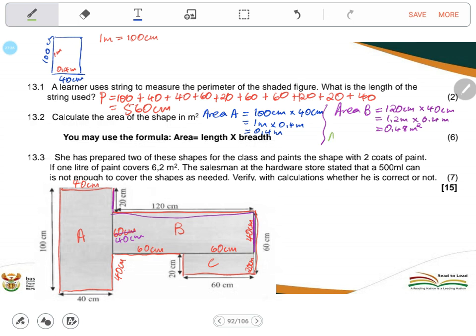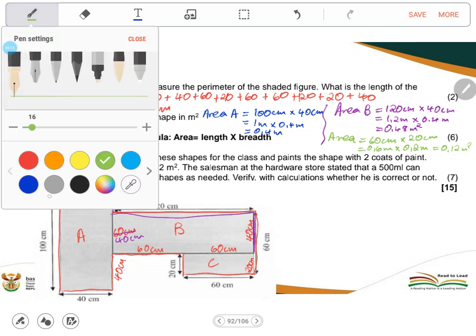So for the area of shape C, we have the length, which is 60 centimeters multiplied by 20 centimeters. Again, we do the conversion, which will be 0,6 meters multiplied by 0,2 meters, and this should give us 0,12 meters squared. So we now know the area of A, area of B, and area of C.